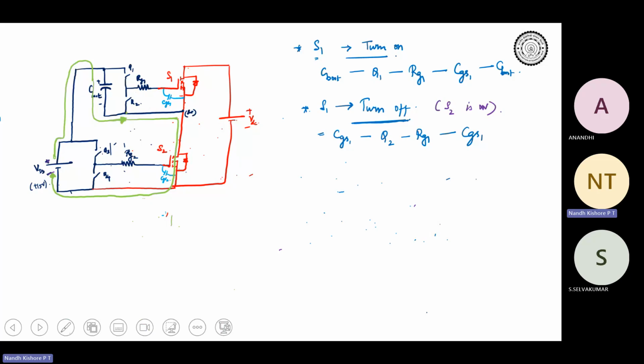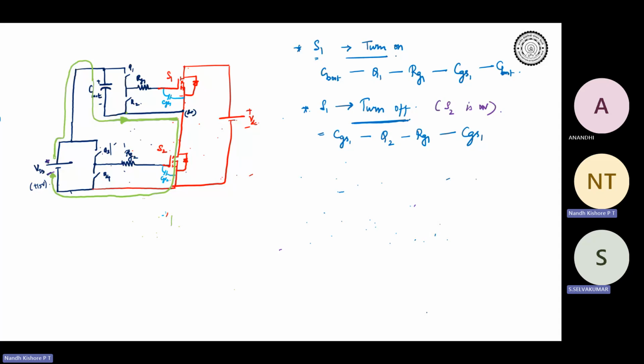But you can understand that current always prefers the least resistance path. One path is a direct short circuit. I mean, there is a direct path from Q2 to the switching node. So obviously current will prefer this particular path. Why will it go through the resistance? Why will it go through RG1?